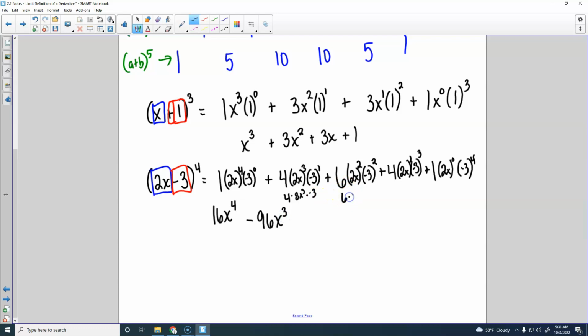Alright, here we're going to have 6 times 4x squared times negative 3 squared is going to give us a 9. So 24 times 9 is 216. So plus 216x squared. Here we're going to have 4 times 2x times negative 3 to the third. It's going to be negative 27. So 8 times negative 27 is going to give me negative 216x. And then for this last one, 2x to the 0 is just 1. So I'd really just have this negative 3 to the fourth. 3 to the fourth is going to be 81. So plus 81. And so that would expand that for us.